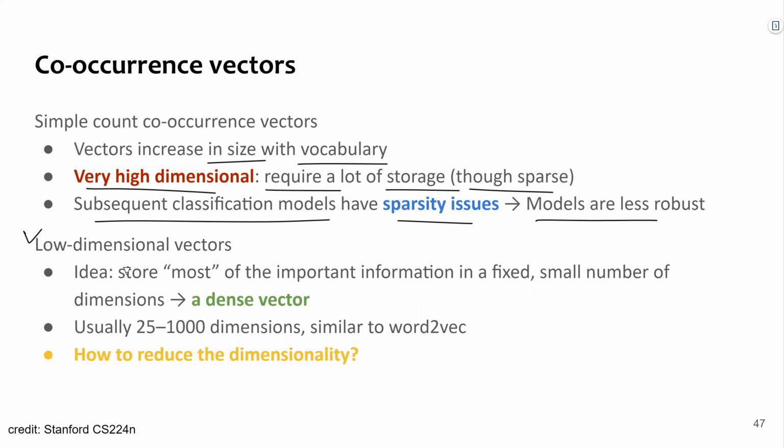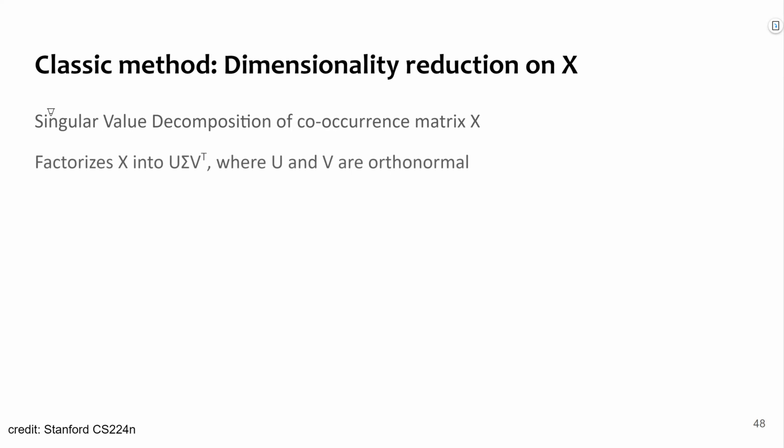And another thing we can do with the co-occurrence matrix is store most of the important information in a fixed small number of dimensions by constructing a dense vector, usually 25 to 1,000 dimensions, similar to word vectors. And how do we reduce the dimension? We basically use singular value decomposition, which factorizes X into U sigma V transpose, where U and V are orthonormal.